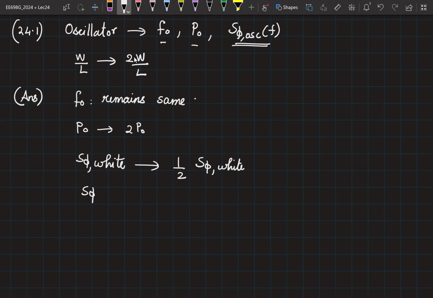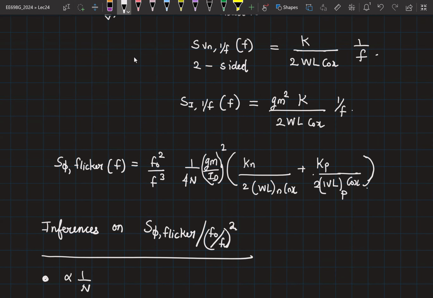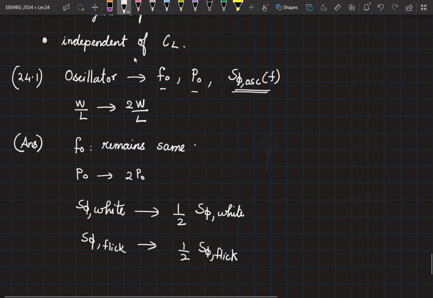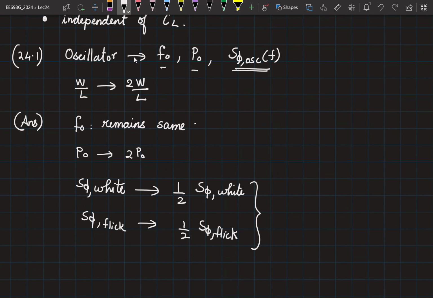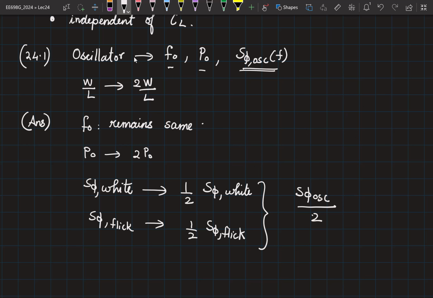And S5 flicker is also becoming half. Why is that happening? The GM by ID effect will cancel out, but you have a W here. So because of that, that is also becoming half. Which means overall, your phase noise at the output of the oscillator has become half. And if you look at this example, this clearly shows how the linear scaling is working out, right? You have doubled your power and you got a benefit in the phase noise of the oscillator.